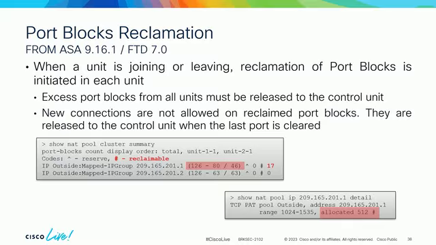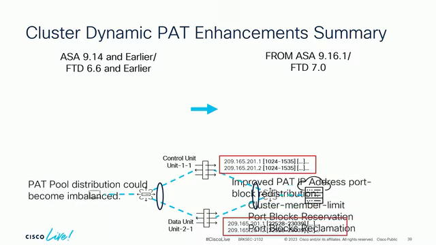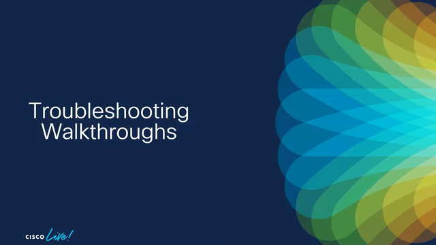So we can summarize the list of enhancements in this version in the following table. Starting with firewall 7.0, we have improved the PAT IP address port block redistribution to avoid running into port block imbalance, with the introduction of the cluster member limit command, the port blocks reservation, and the port blocks reclamation. And with that said, let's move to the troubleshooting walkthrough scenario.